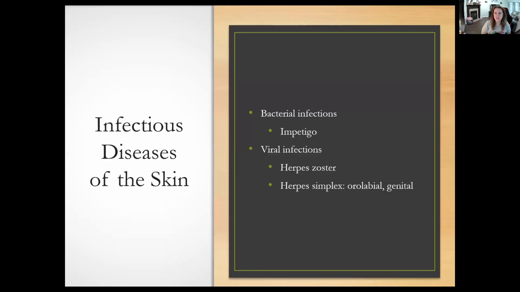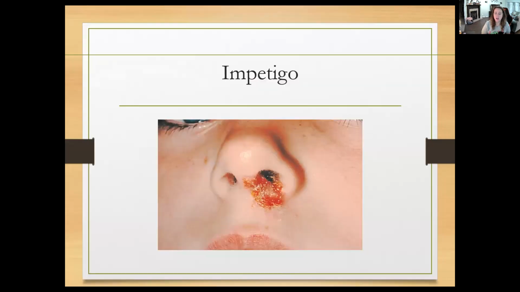So infectious diseases of the skin, again, there's a bunch of these listed in the book, and I'm not going to cover them all. I'm going to go over the two that I think are the most important for you guys to know. Impetigo, you've probably covered this in pediatrics, but we're going to briefly talk about it again. This is a superficial infection of the skin that's caused by staph or strep. Those are the two most common ones. It can be caused by any bacteria, but those are the most common.